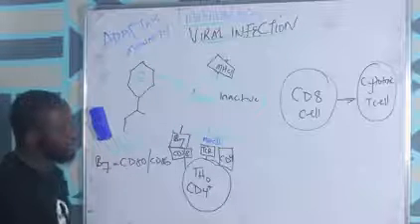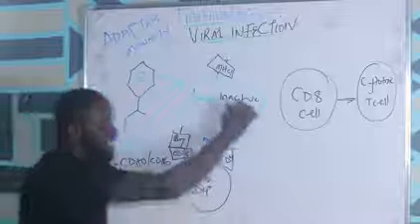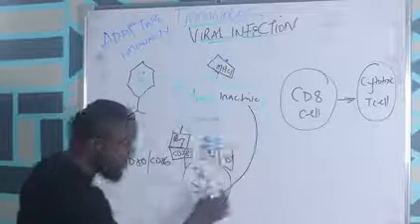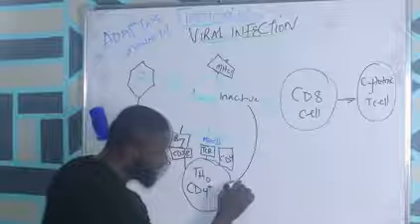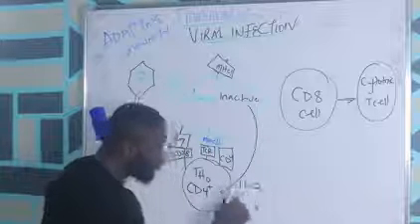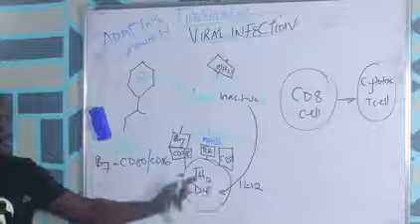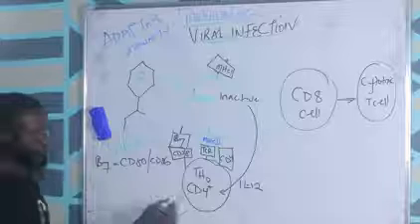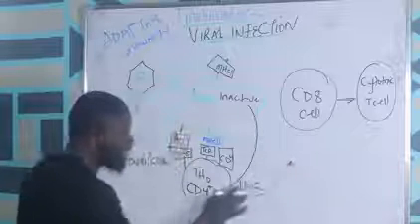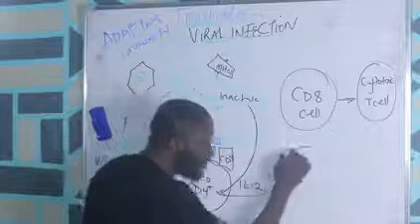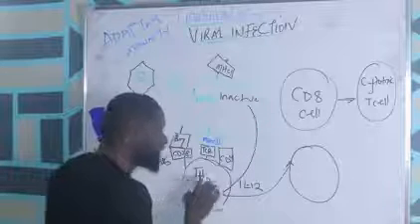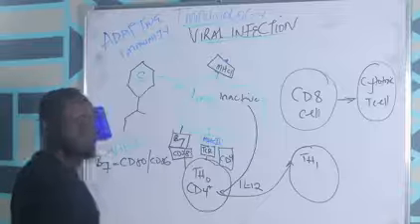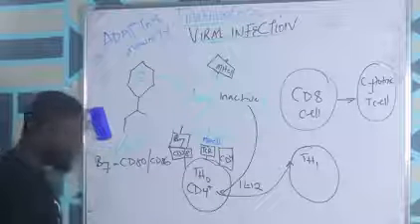When all these things are bound, the macrophage will release interleukin 12. By so doing, it will differentiate the TH0 helper cell to TH1. So you need IL-12, interleukin 12, to differentiate the TH0 to T helper 1. Are we together? So this is it.